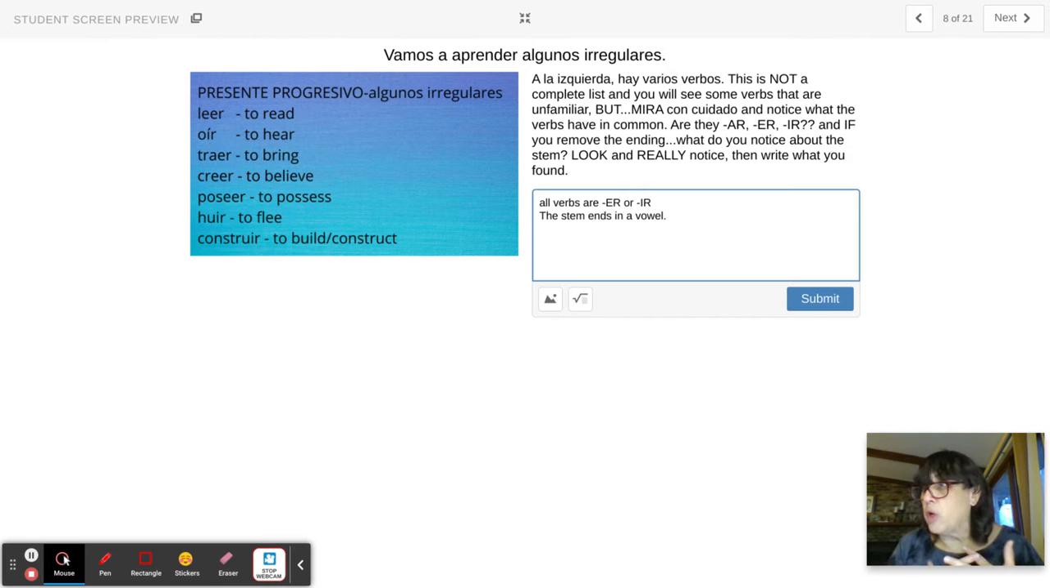Is that true of words like vivir, to live, or dormir, to sleep? No, that doesn't happen a lot. It happens some, but not a lot. This is the special pattern we are looking for. This is the case that will cause you to choose the rule we are about to learn. If it is an ER or IR verb with a stem that ends in a vowel, it will follow the pattern I'm about to teach you.